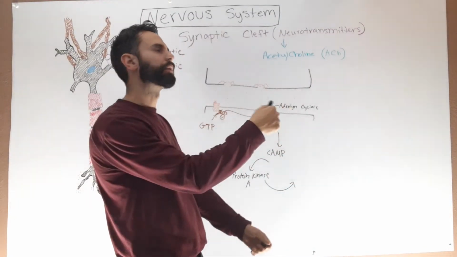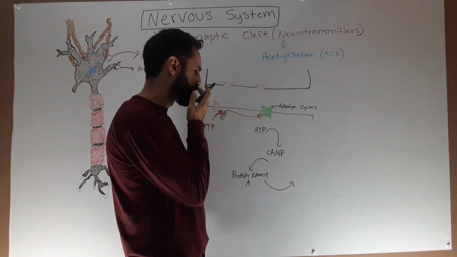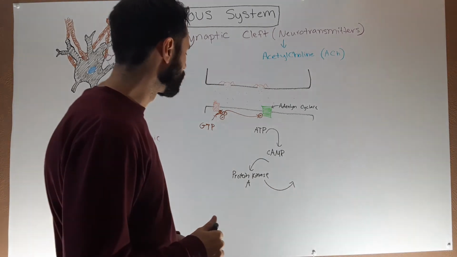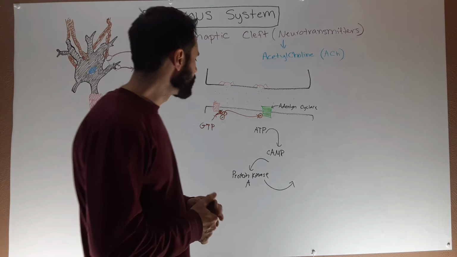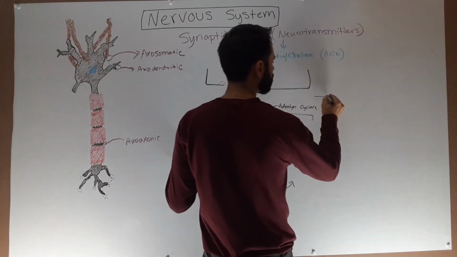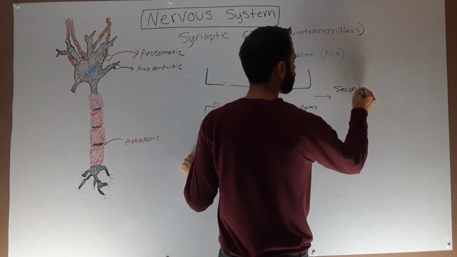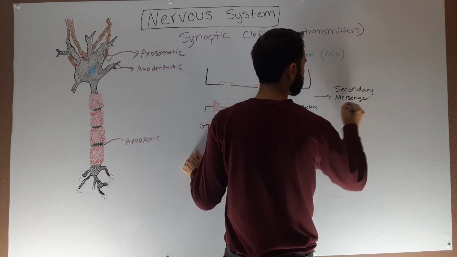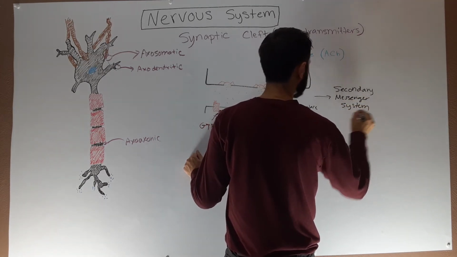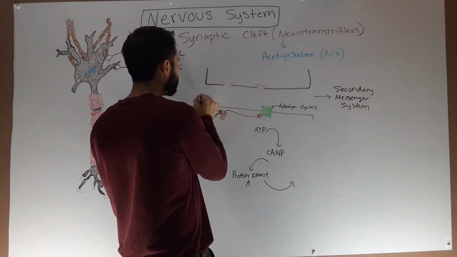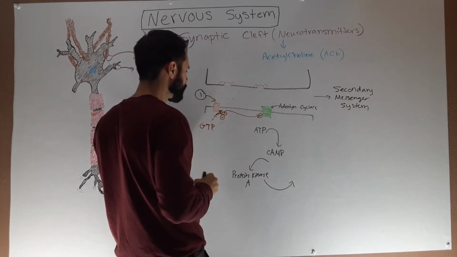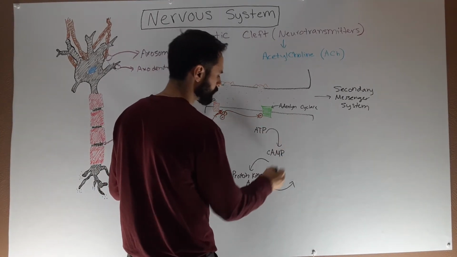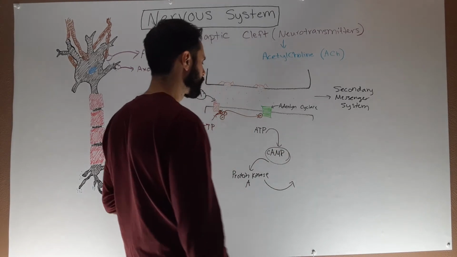Again, there are so many different types of mechanisms here. As far as what that protein does, it just depends upon exactly what the purpose is and where that is in the body. So this is called the secondary messenger system. That is an important word to know. Secondary messenger system. So your first messenger is the neurotransmitter that activated that, and then your second messenger is actually the cyclic AMP.